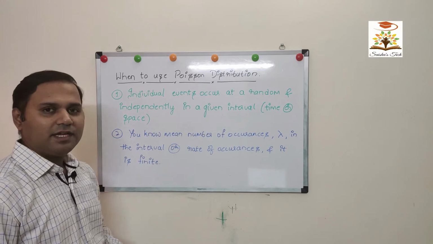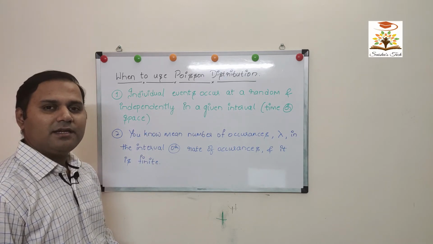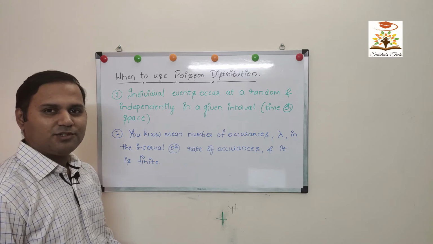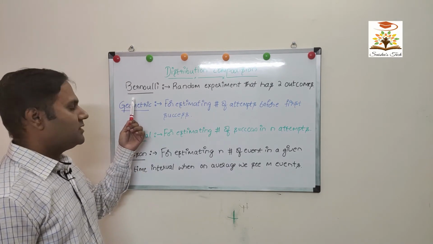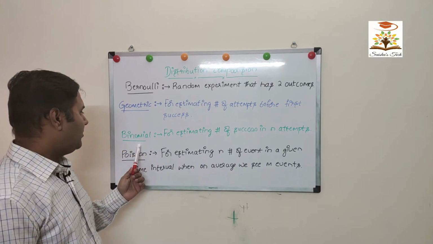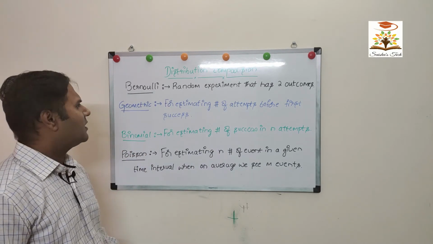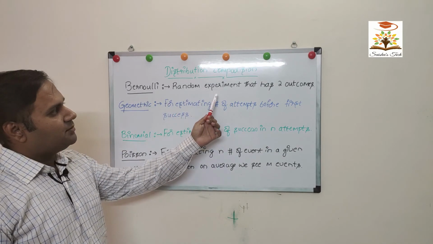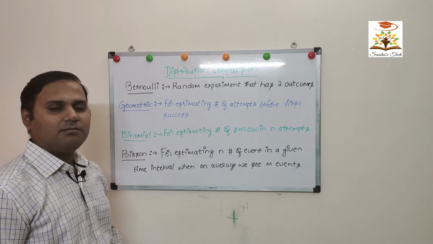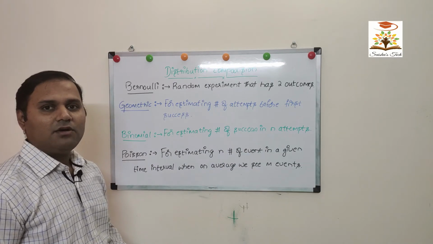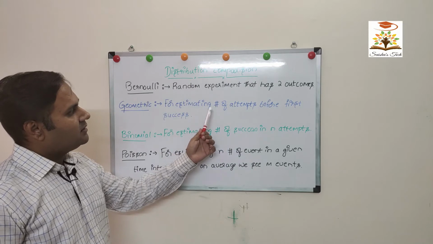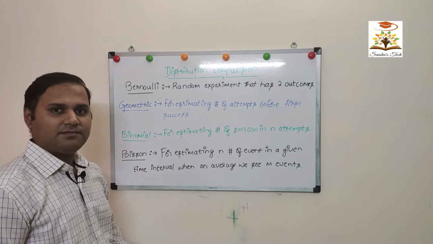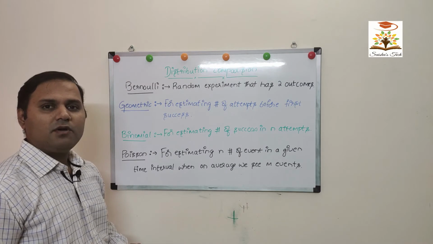As we have understood where we can use Poisson's distribution, now let us compare the different distributions with Poisson's distribution. Let us compare four different distributions, that is Bernoulli's distribution, geometric distribution, binomial distribution and Poisson's distribution. Bernoulli's distribution, it is a random experiment that has two outcomes. Example, tossing a coin, we have head or tails. Geometric distribution, it is for estimating the number of attempts before first success. For example, the number of choco packets I should open before I get a toy.